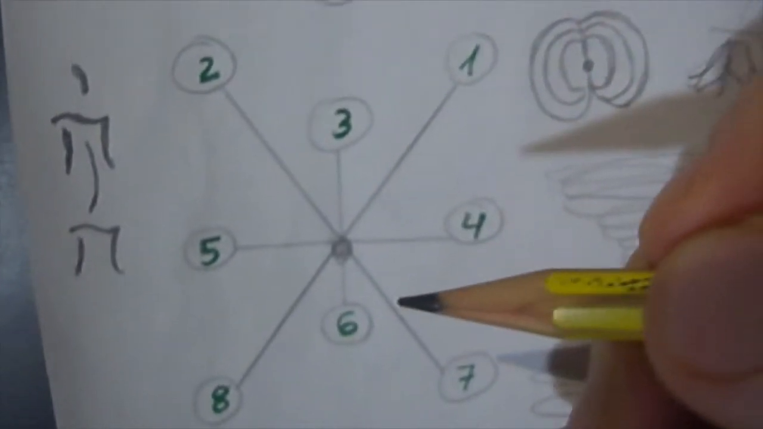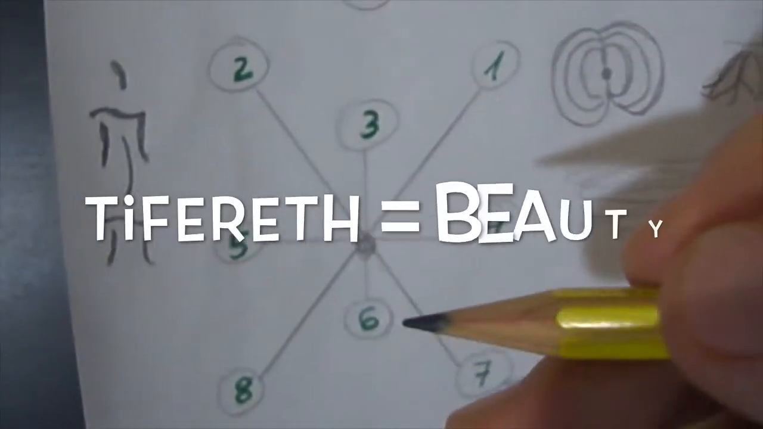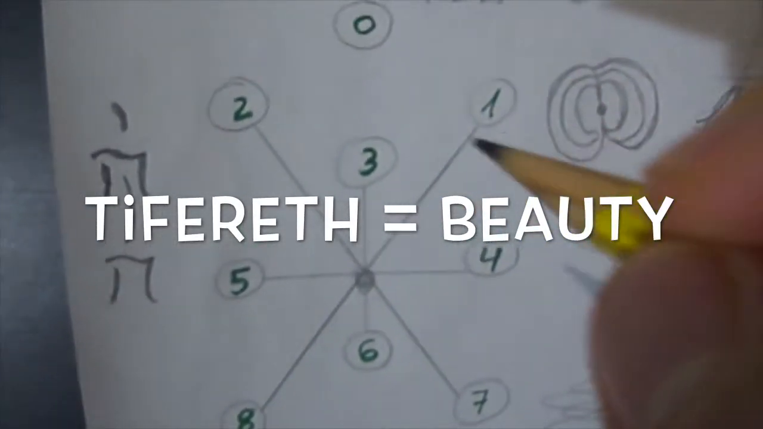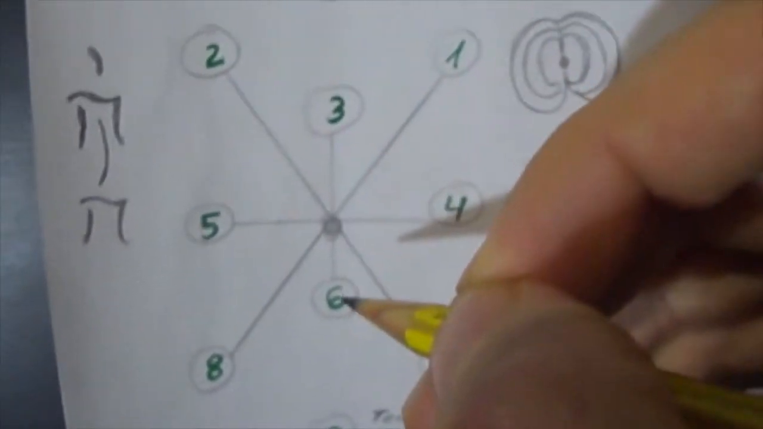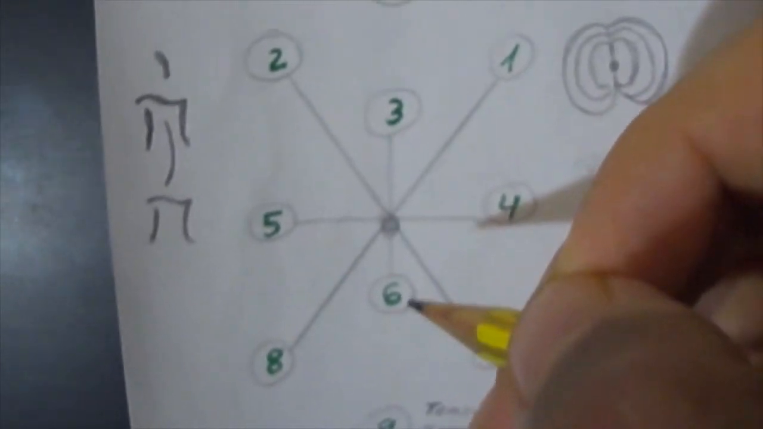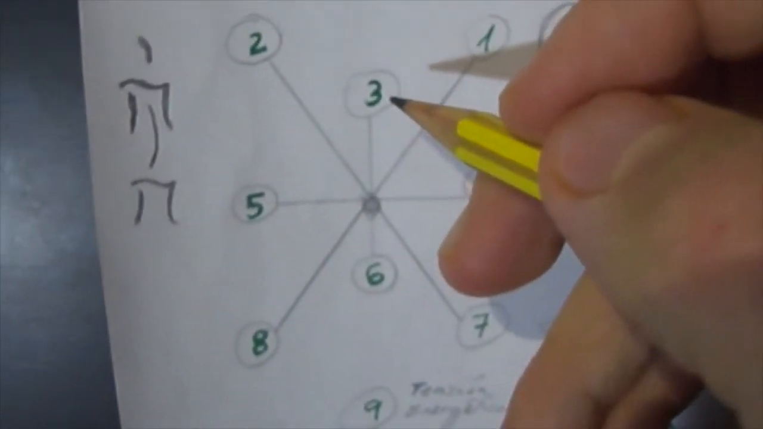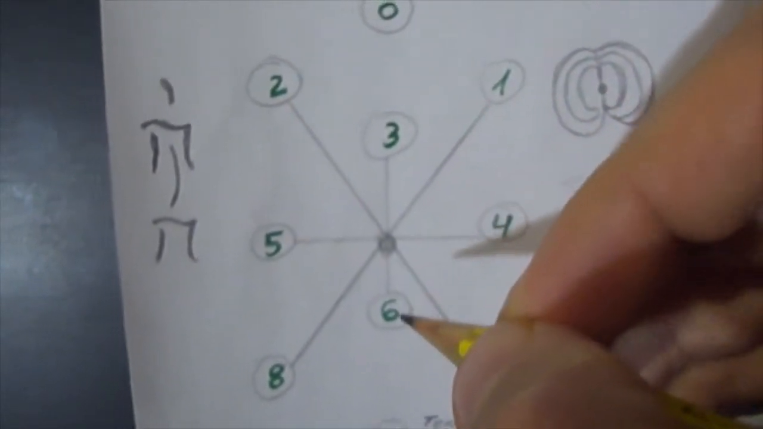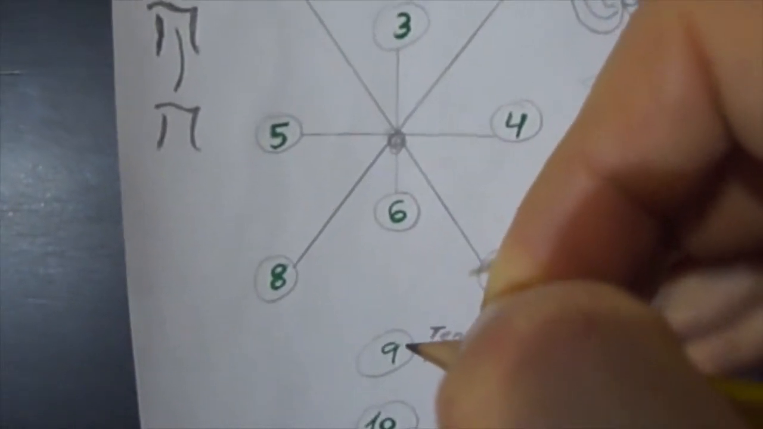Then we have the number 6 on the sphere of Tiferet, beauty, which is actually a mirror of conscience. In Tiferet we have the expression of the divine soul, and the more conscience grows, the more our divine soul expands, and the more love we express.